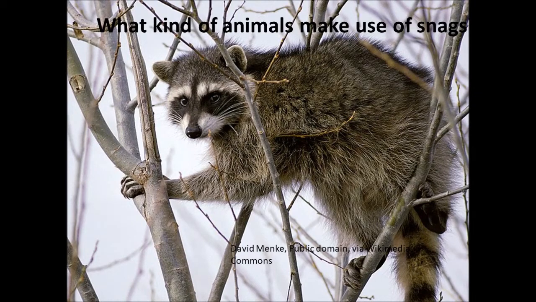So what kind of animals make use of snags? There are a number of animals that might make use of snags. The raccoon is one of the most obvious examples, but there are many birds, woodpeckers in particular, that would use snags not only for feeding but also for nesting. There are a lot of nest hole breeders that use snags.